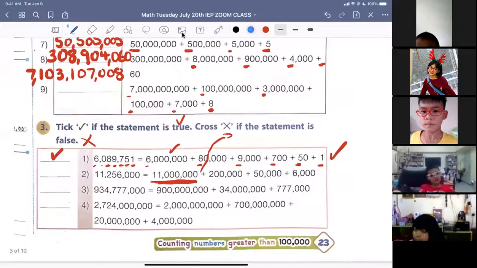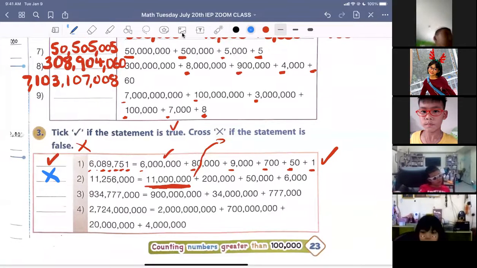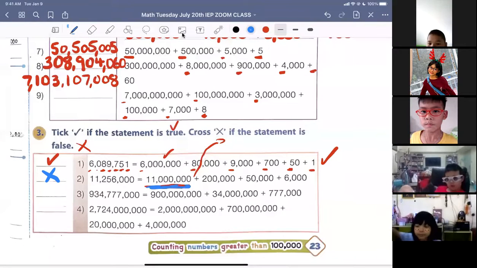So here, for number 2, this one's wrong because of this 11 million. Okay, we have to write it a different way. Number 3, we have 934,777,000. Okay, so let's take a look.